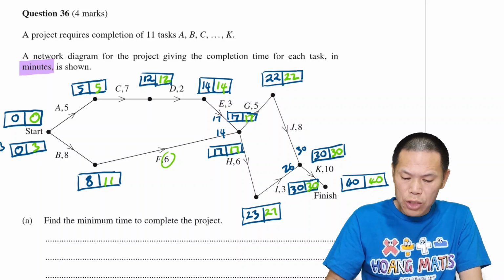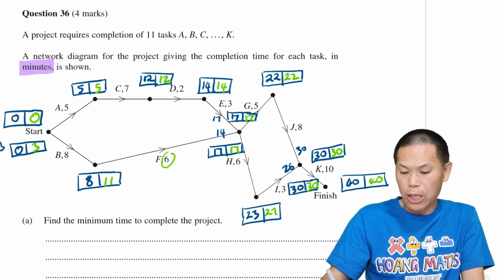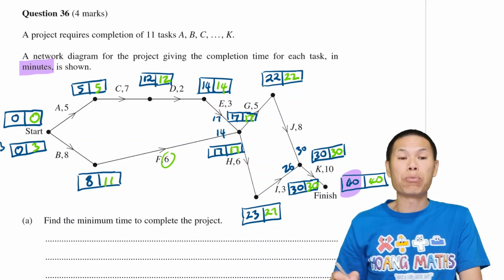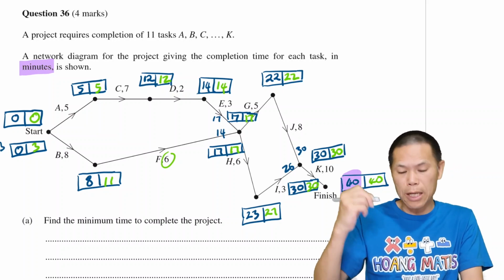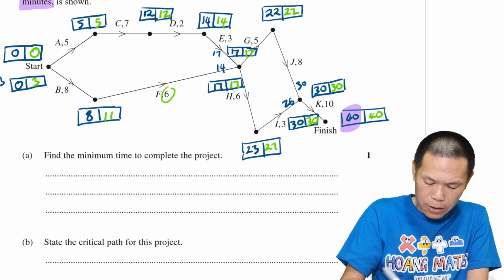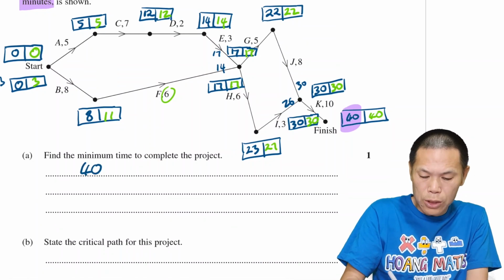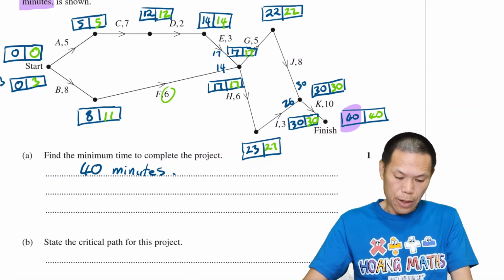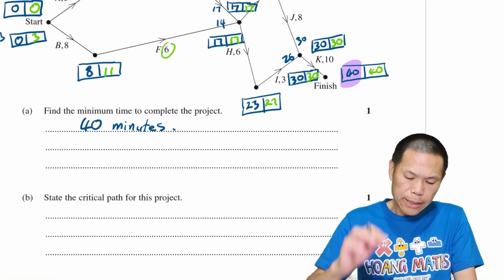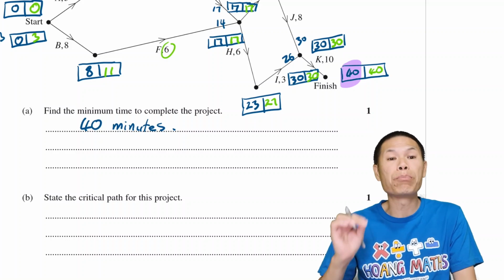Find the minimum time to complete the project. The minimum time to complete the project is 40, but the units are in minutes, so 40 minutes. Let me write this down, 40. There you go. Part B, state the critical path for the project.